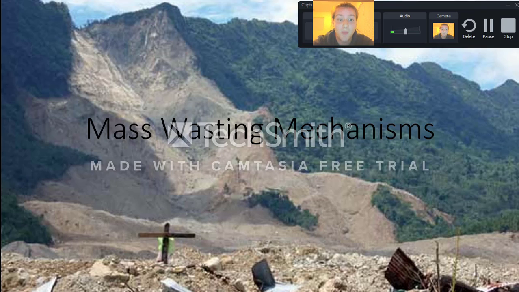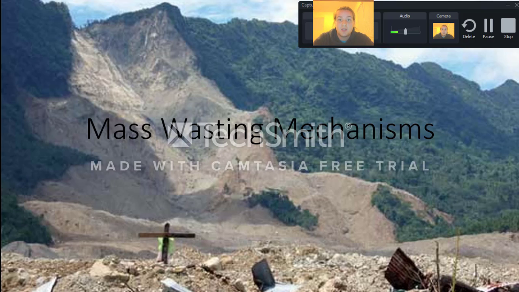Today, we will be discussing mass wasting mechanisms. And understanding the mechanisms behind mass wasting events is critical to reducing their effects on the areas that are prone to these powerful events. So, there are several types of mass wasting events, and their mechanisms are dependent upon the material involved and the rate by which this event occurs.